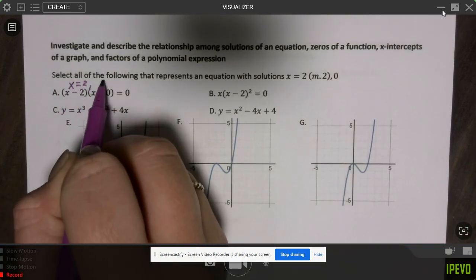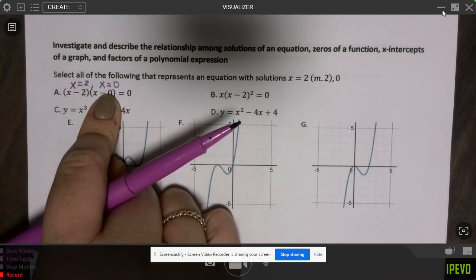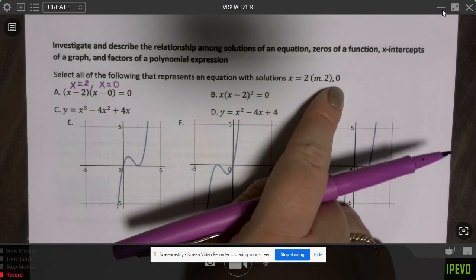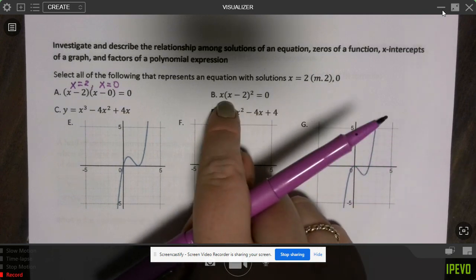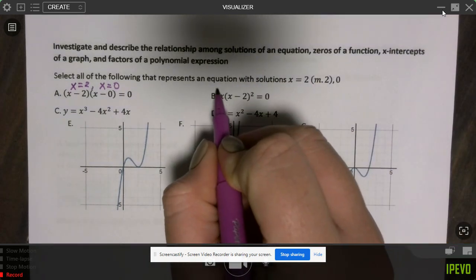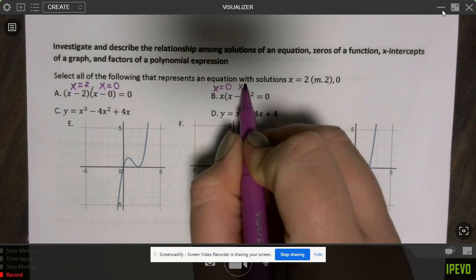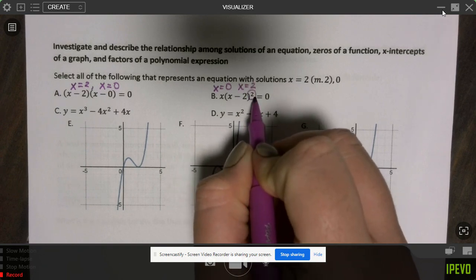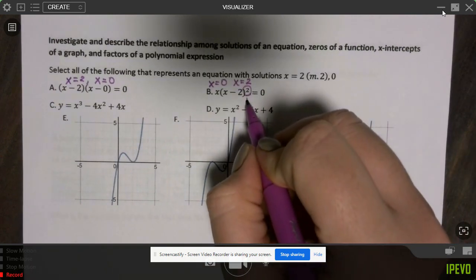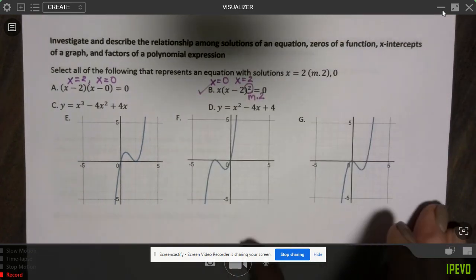For this equation, x equals 2 and x equals 0, which is really close, except it's missing that multiplicity aspect. And that's where this comes in handy right here. This x out front is going to equal 0, but this x minus 2 in here is going to equal 2 twice over because we have an exponent of 2. So B is one of our answers.